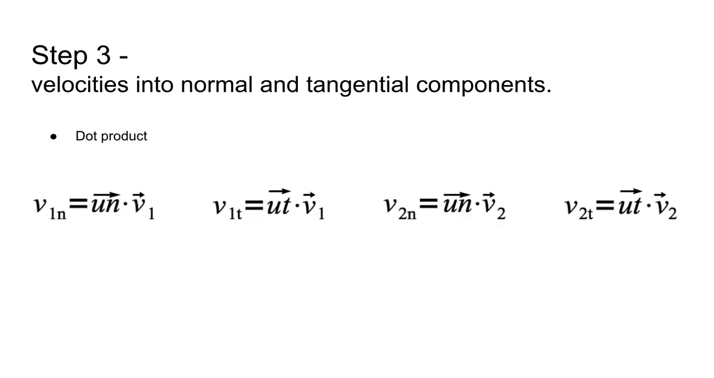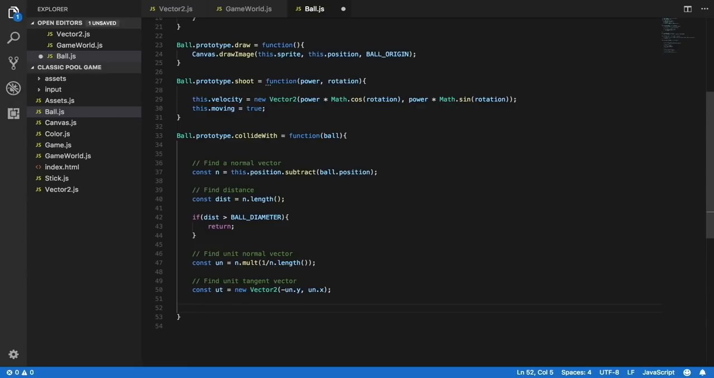Step 3, resolving the velocities into normal and tangential components. We're doing that by performing a dot product operation between the velocities of the balls and the un and ut vectors that we already found. Back in our code, let's write a comment, project velocities onto the unit normal and unit tangent vectors. Okay, let's go one by one.